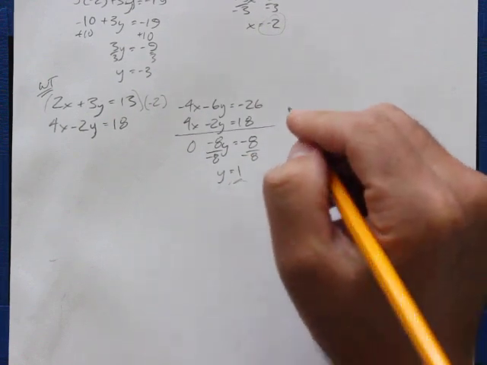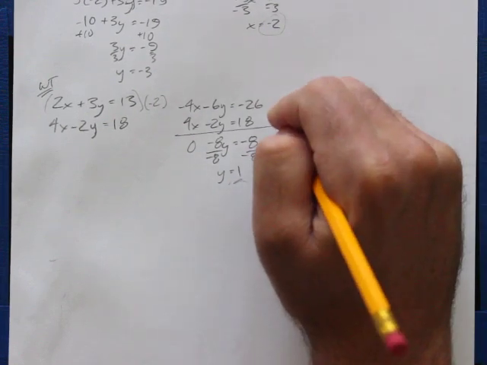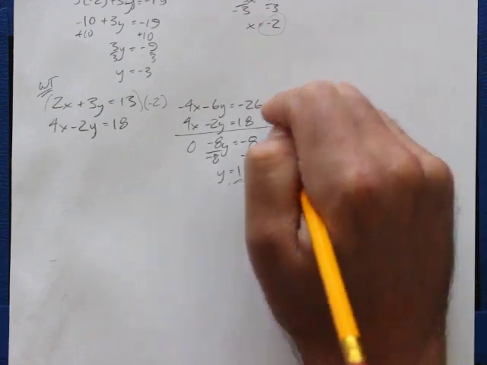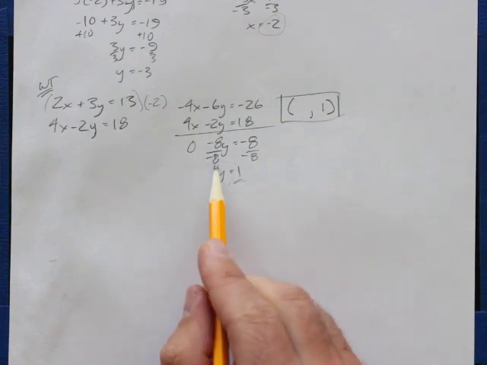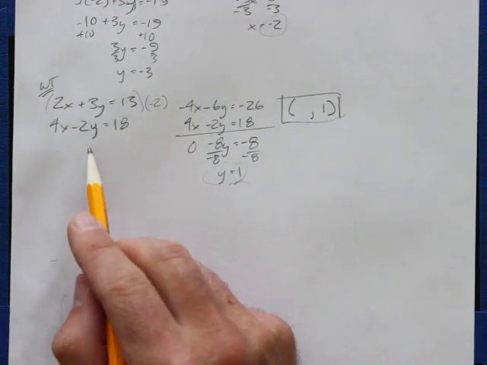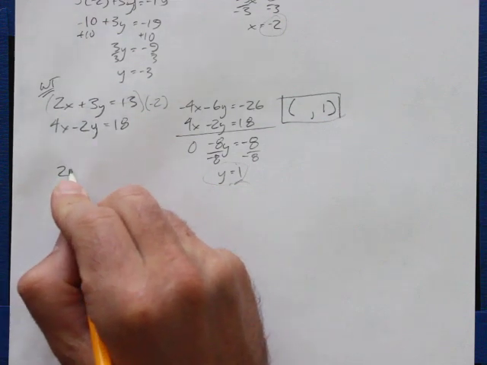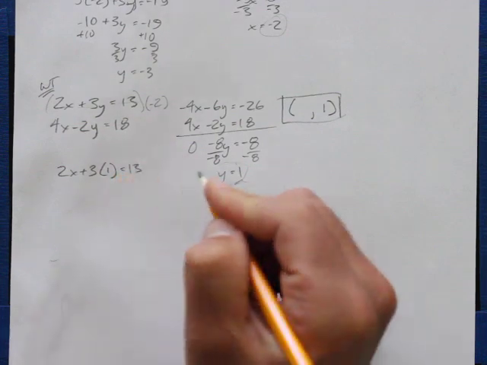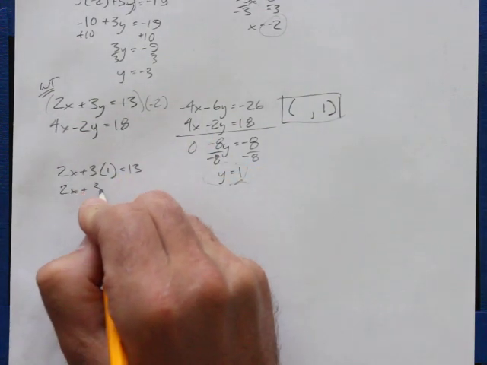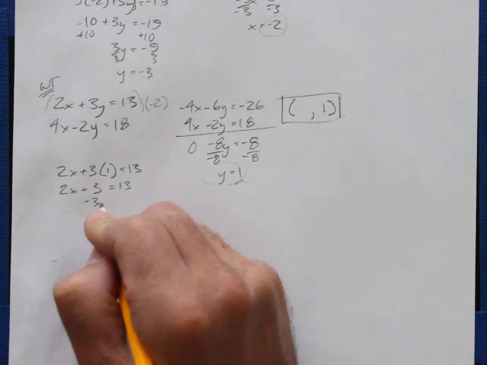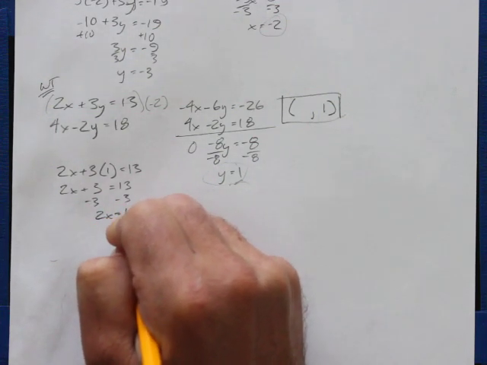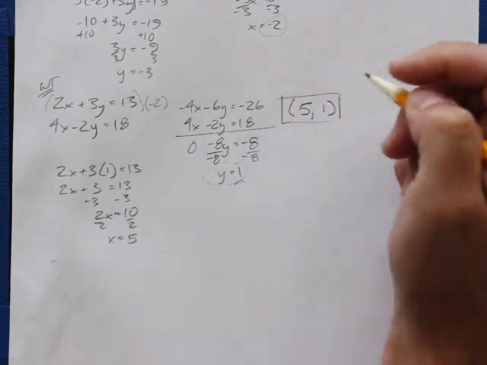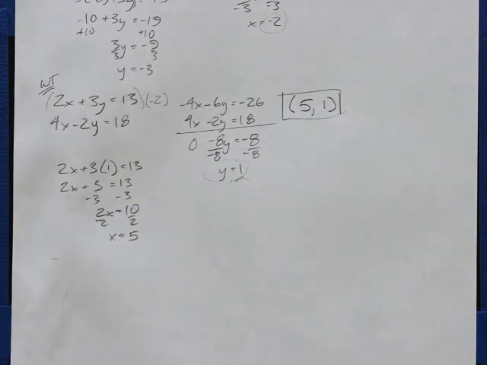And I'm not done. I need my x value still. So I'm going to write over here 1 for my y value, and now I need to find my x value. I just plug y equals 1 into one of these equations. I'm going to plug it into the top one. 2x plus 3 times 1, that's my y value, equals 13. 2x plus 3 equals 13. Subtract 3. 2x equals 10. Divide by 2, both sides. x equals 5. And now I'm finished with that one.